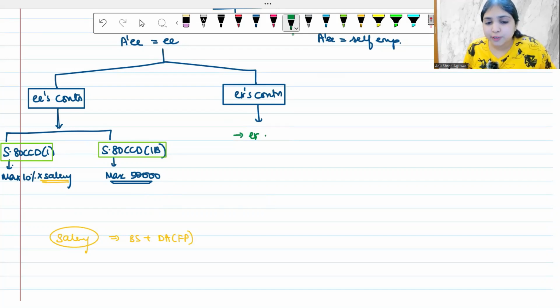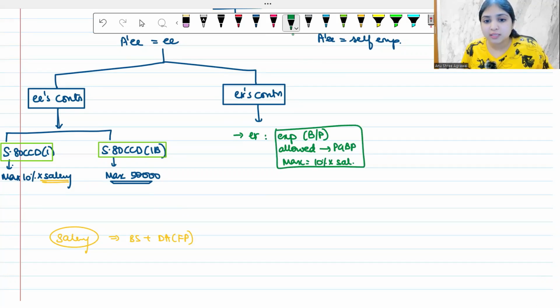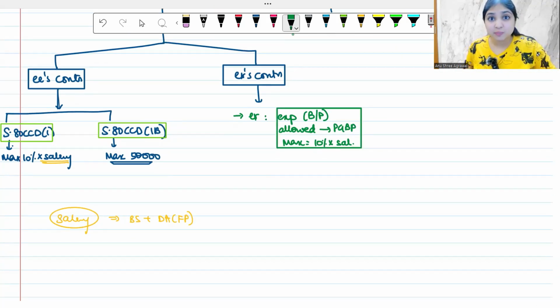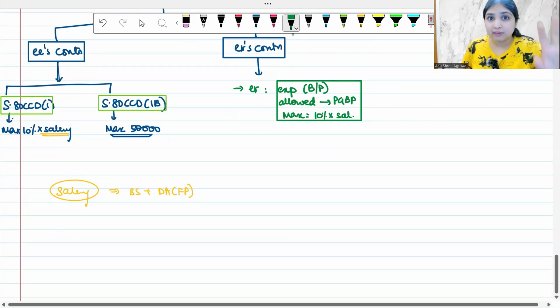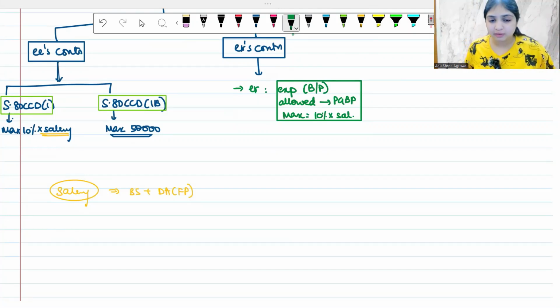From the employer's point of view, don't you think it's going to be an expense? For the employer, don't you think it's going to be an expense connected to his business or profession? So therefore, it will be allowed. It will be allowed under the PGBP head. But maximum, how much will be allowed? Maximum only 10% of the employee's salary will be allowed. I hope you recall this discussion in our PGBP head. We had spoken about it. For the employer, it will be allowed, but only up to 10% of salary.